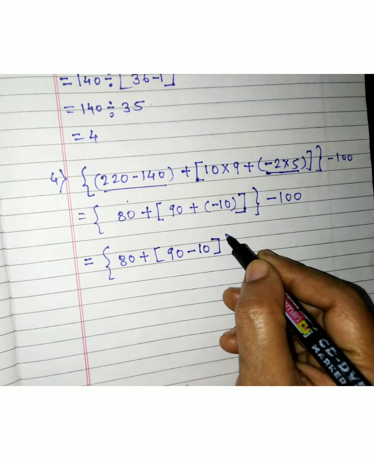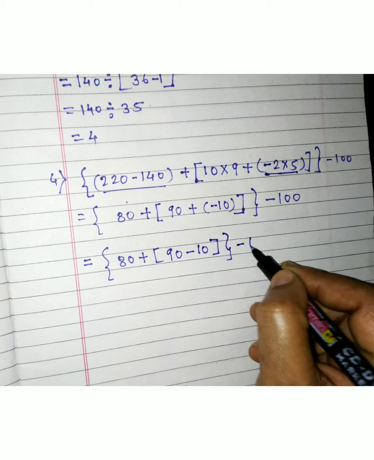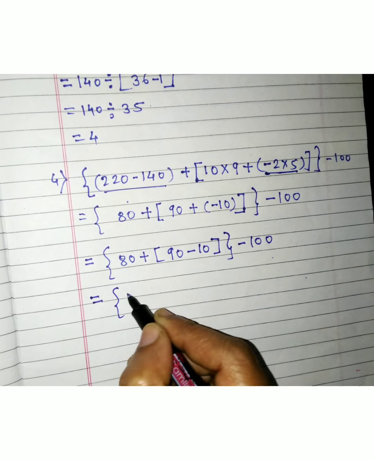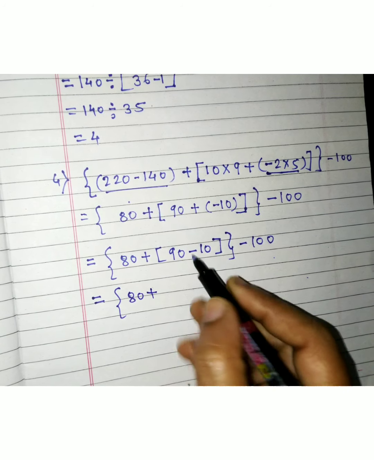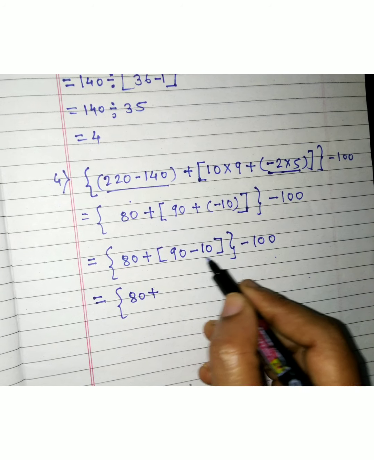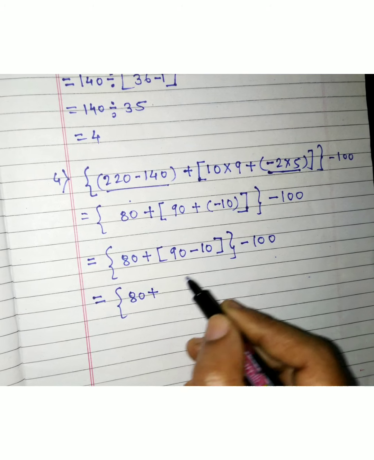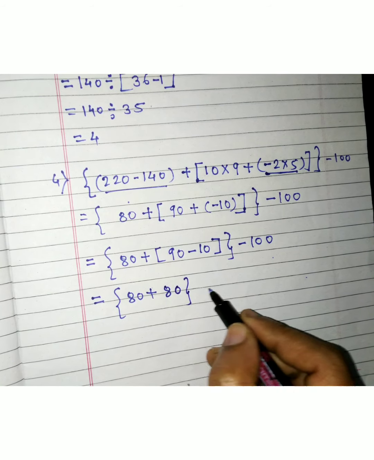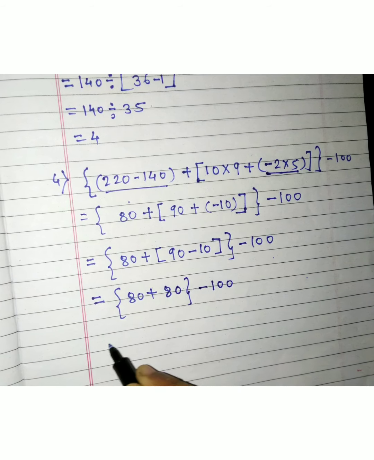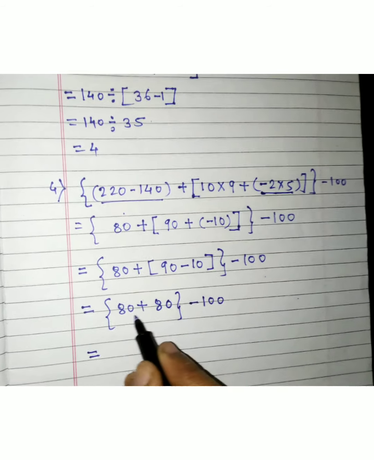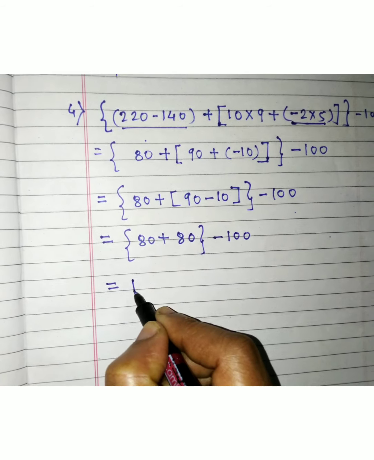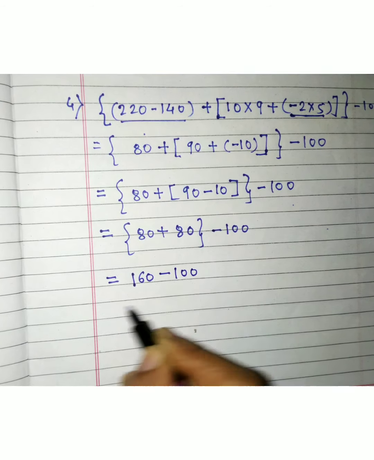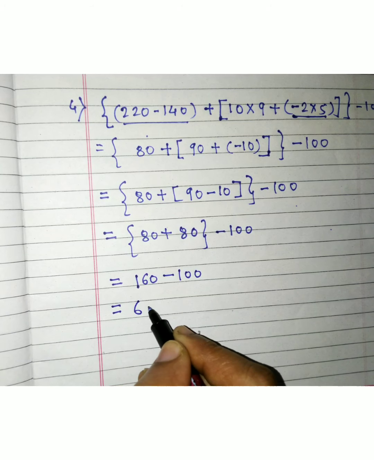square bracket, curly bracket complete, minus 100 is equal to, in curly bracket, 80 plus, we will solve this square bracket, 90 minus 10, 80, curly bracket completed, minus 100 is equal to, now we will solve this bracket. 80 plus 80, 160. 160 minus 100, your answer is 60.